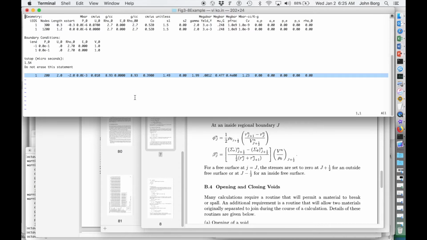All right, so that's a quick tutorial on the KO input file and how it's connected to Wilkins' code and the Fortran code itself. Hope you enjoyed it. Thanks.